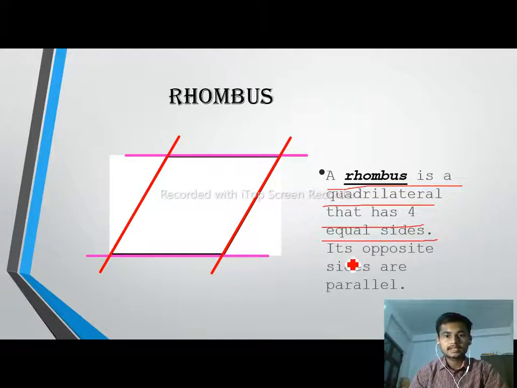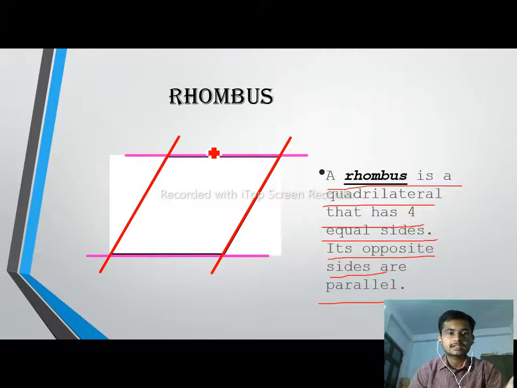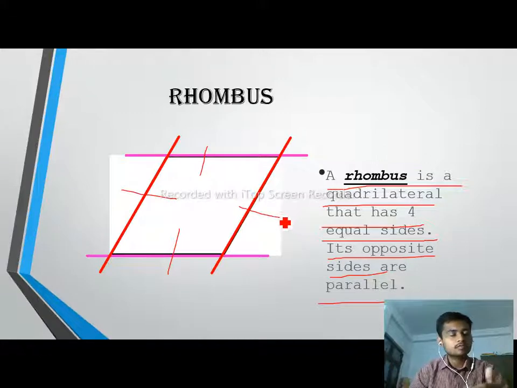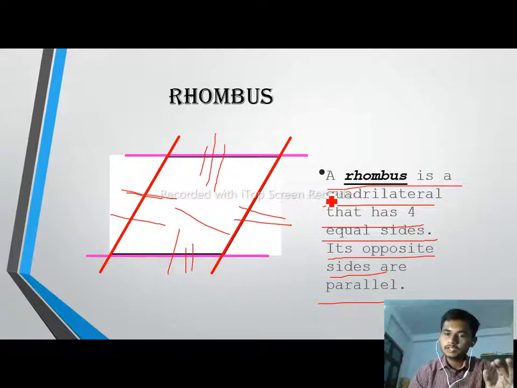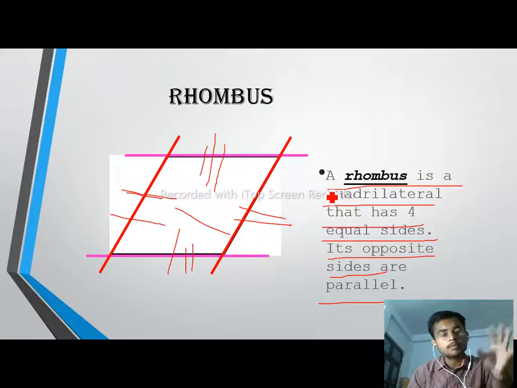Four equal sides. Its opposite sides are parallel. A rhombus is a quadrilateral that has four equal sides. Like this side is equal, this side is equal, this side and this side are equal, all four sides are equal, but its opposite sides are parallel. Like this side is parallel to this side, and this side is parallel to this side. Okay, a rhombus is a quadrilateral that has four equal sides, but its opposite sides are parallel.